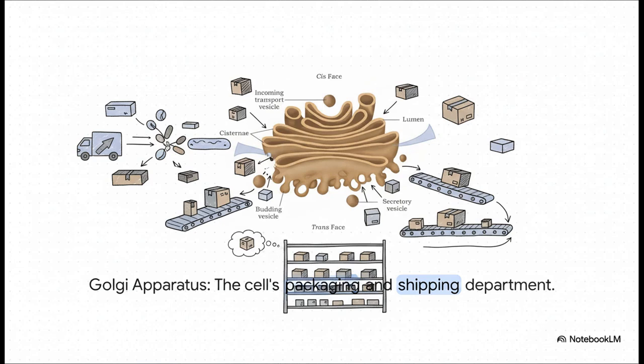Okay, so once the proteins and lipids are made in the ER, where do they go? They head straight to the Golgi apparatus. And you should think of the Golgi as the cell's own personal Amazon or Flipkart warehouse. It's the ultimate packaging and shipping department. It makes sure every single package gets to exactly the right address.